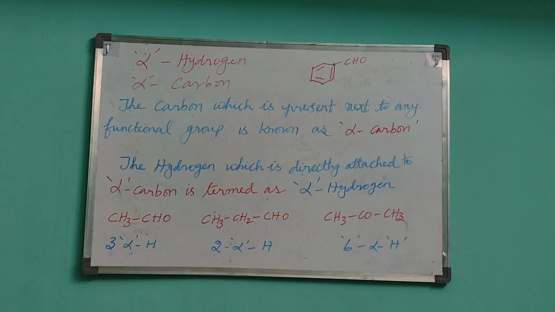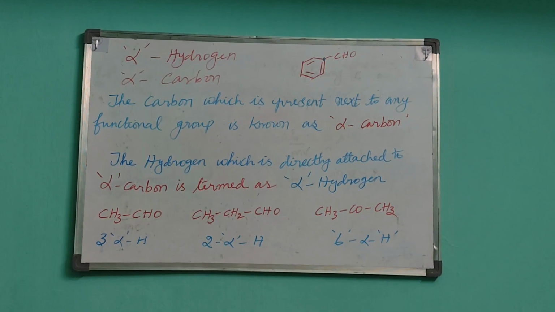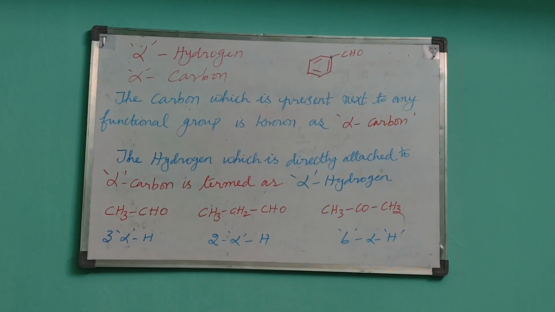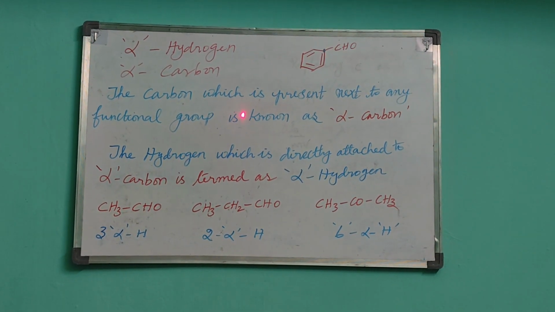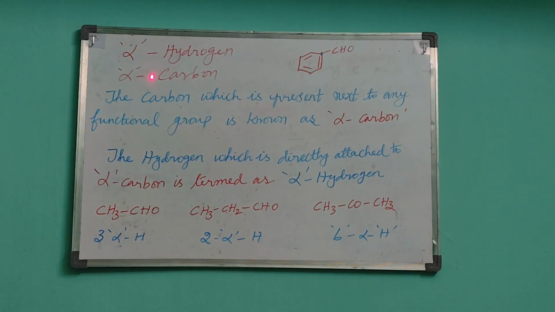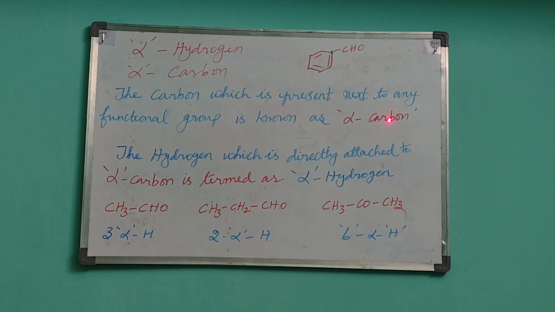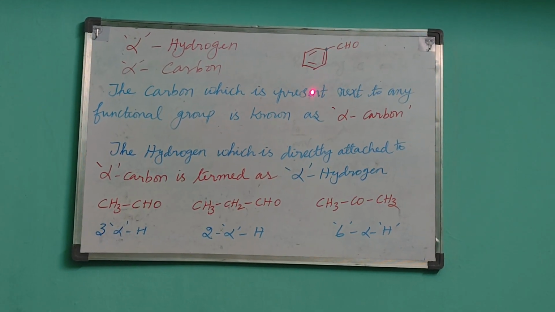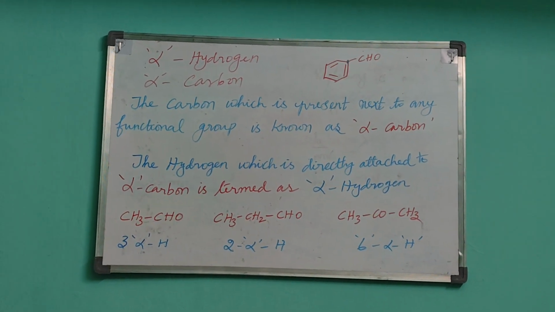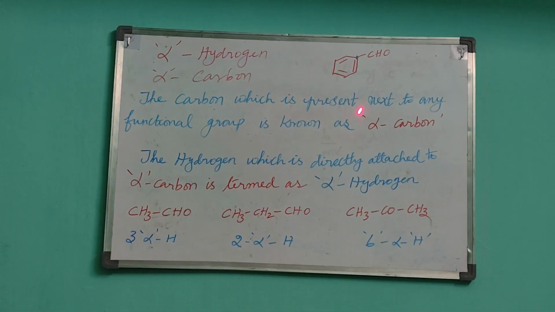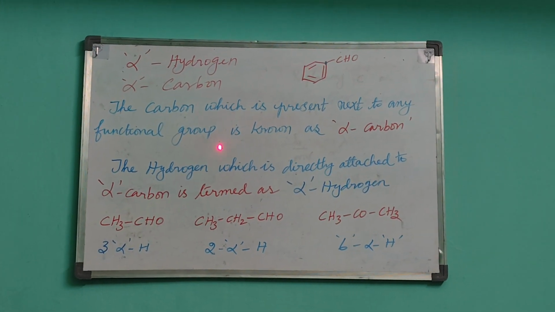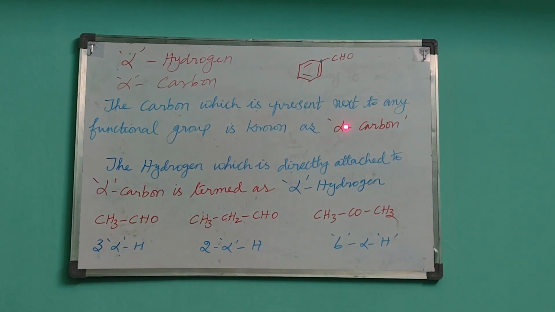Before we see what is alpha hydrogen, I will explain what is alpha carbon. So first, what is alpha carbon? The carbon which is present next to any functional group is known as alpha carbon. Remember, the carbon which is present next to any functional group is known as alpha carbon.